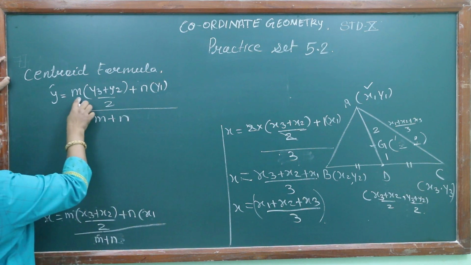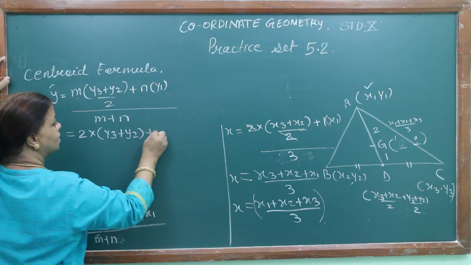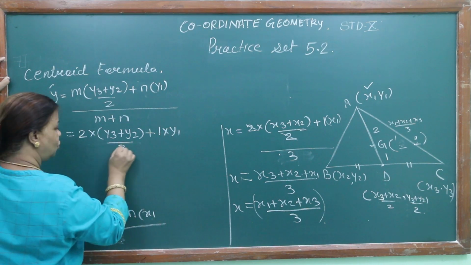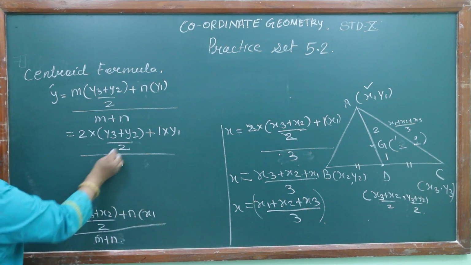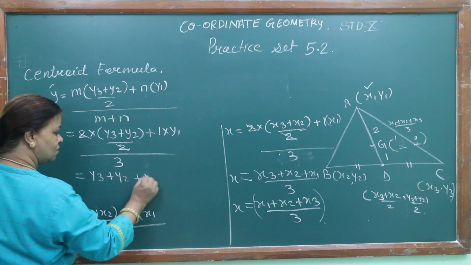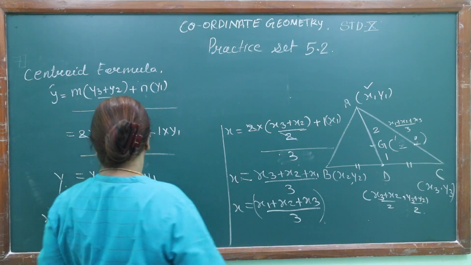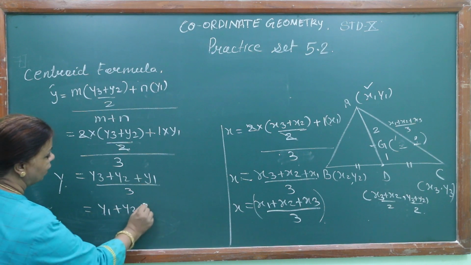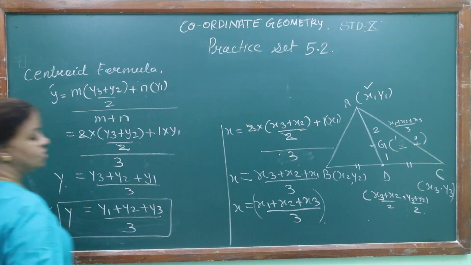Now what will you get? m is 2, so 2 into y3 plus y2 upon 2, plus n, which is 1, into y1, the whole upon 2 plus 1, that is 3. Now 2 and 2 get cancelled, so we get y3 plus y2 plus y1 upon 3, and this is the y coordinate of point G. So we can write it as y1 plus y2 plus y3 upon 3.